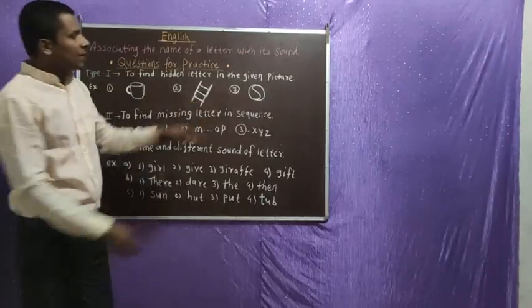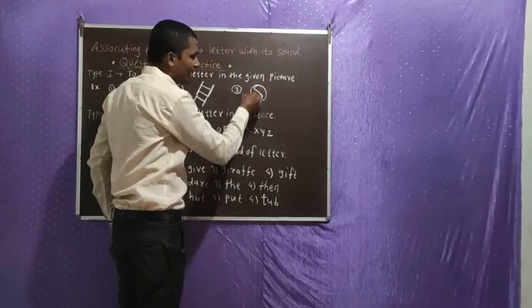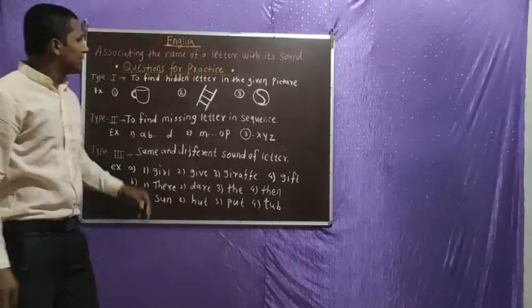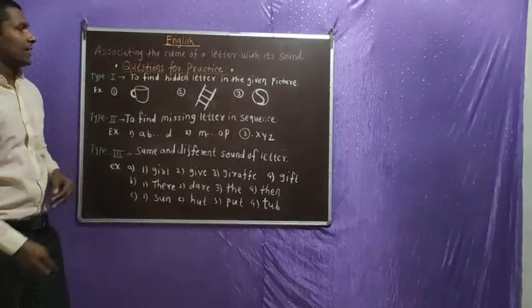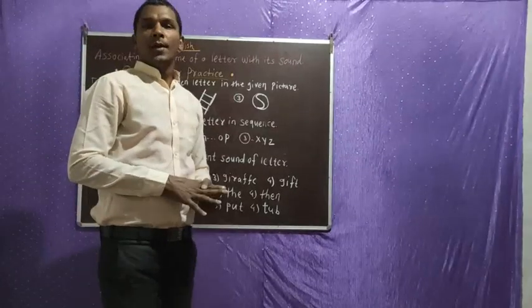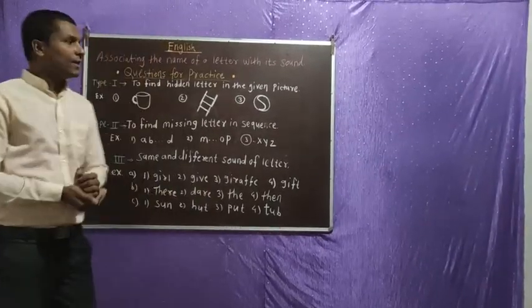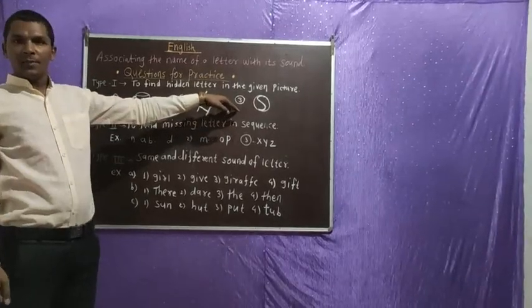And in the third picture, 2 letters are hidden. First is S and second is O. Choose the correct option by observing this figure, meaning the hidden letter in the given picture. A single picture or many pictures are given. You have to find the letter which is hidden in the given picture.